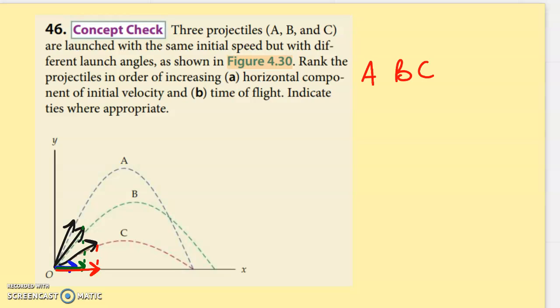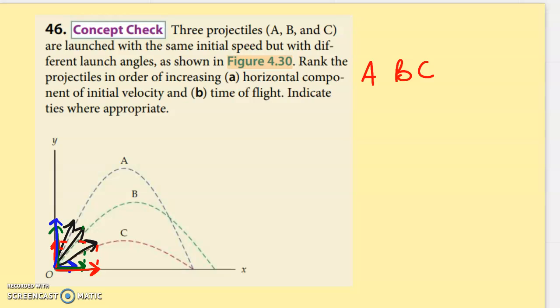Now for part B, we're supposed to rank them in terms of time of flight in an increasing way, and there's a couple ways to think of it. One way that I like to think of it is to think about the vertical components. So now C has the smallest vertical component of its initial velocity, B's is bigger, and A's is the biggest. And you can see the effect of that. Look how high up A goes versus B. C doesn't go up very high at all.